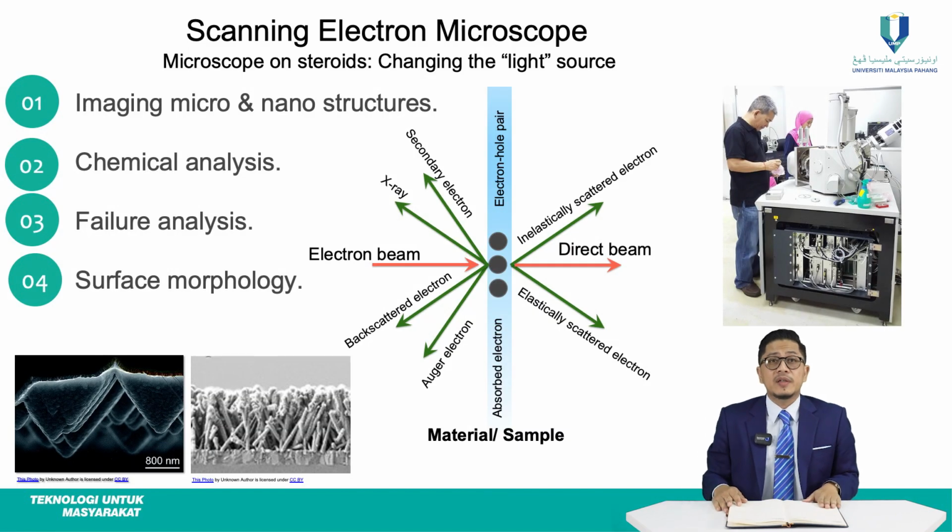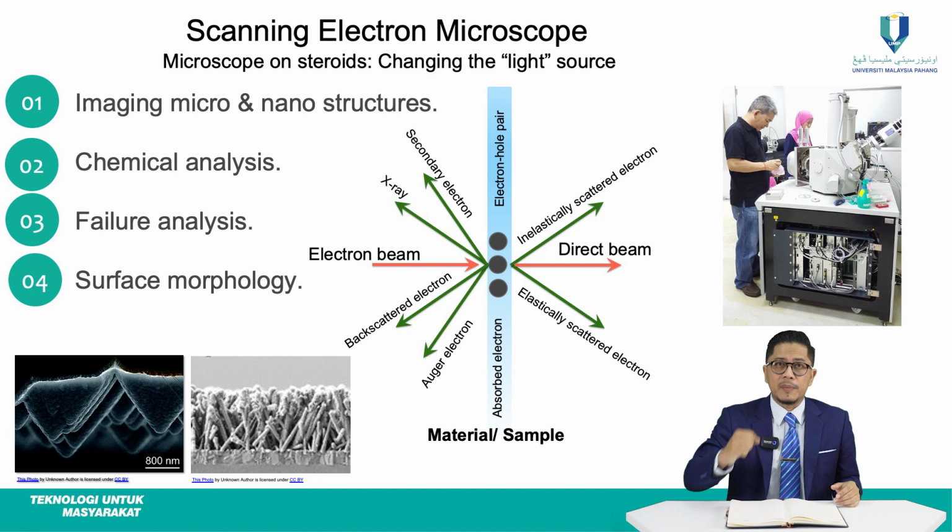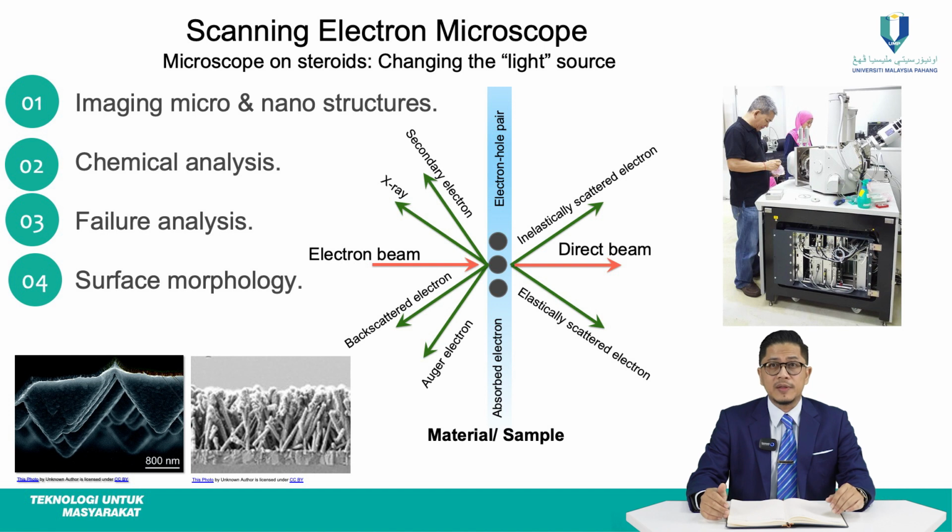The Field Emission Scanning Electron Microscope, or the FESEM, is a very powerful microscope that allows us to observe the surface morphology of a material with high resolution. Now, it uses electrons to create an image of the surface, allowing us to study the surface features of a material in detail.